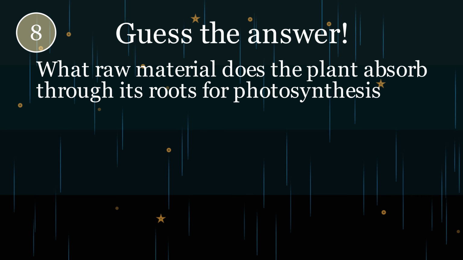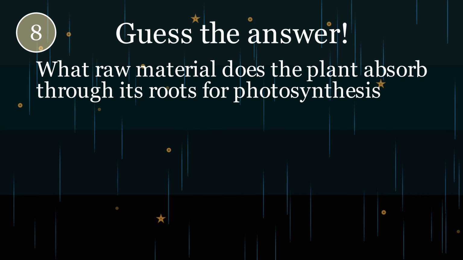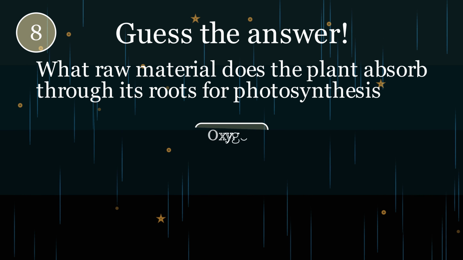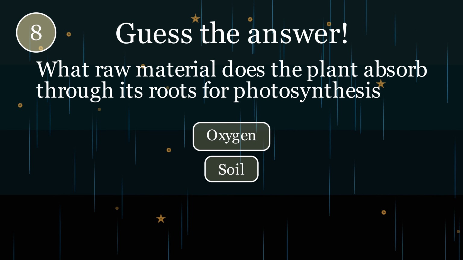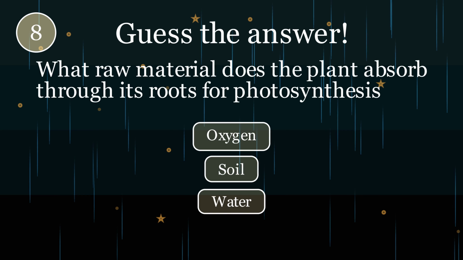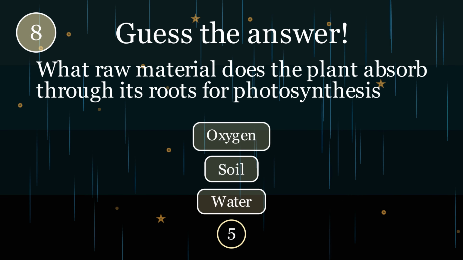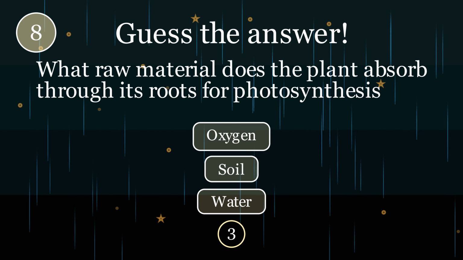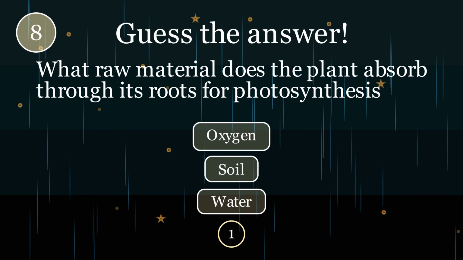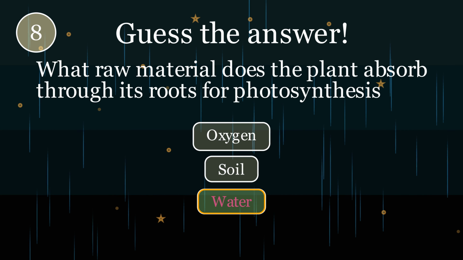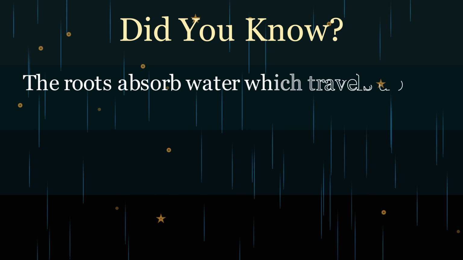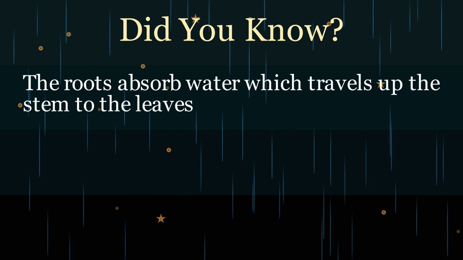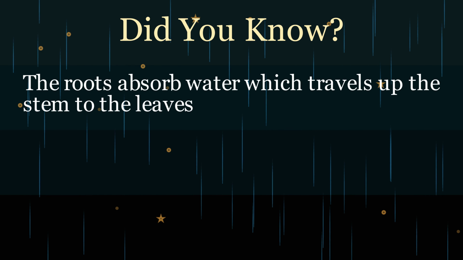What raw material does the plant absorb through its roots for photosynthesis? Oxygen. Soil. Water. The correct answer is water. Here's a nugget of wisdom: the roots absorb water, which travels up the stem to the leaves.